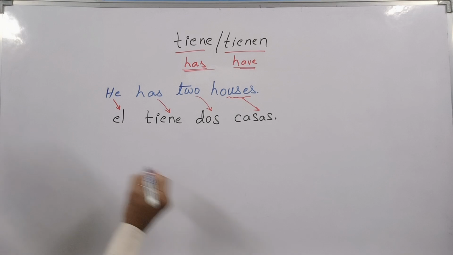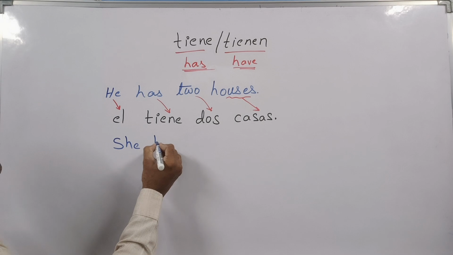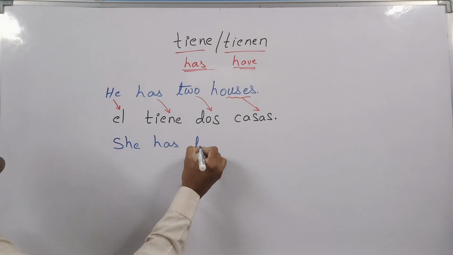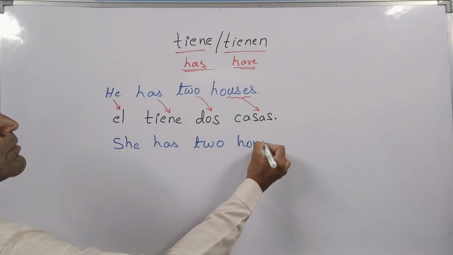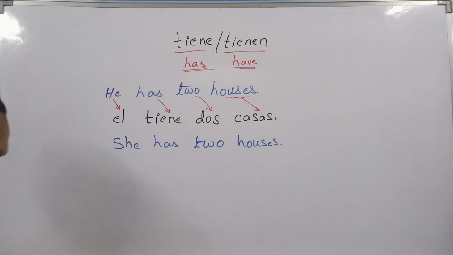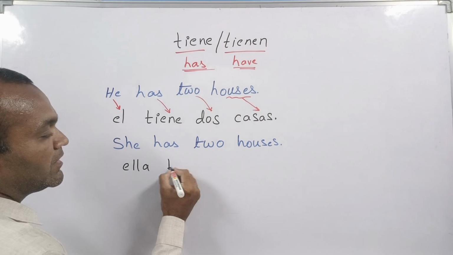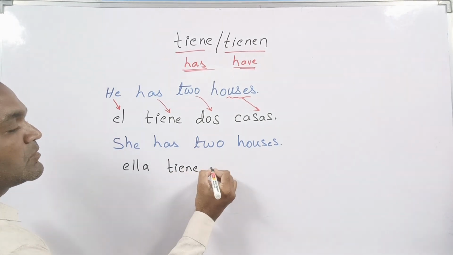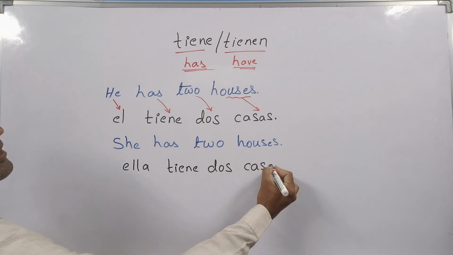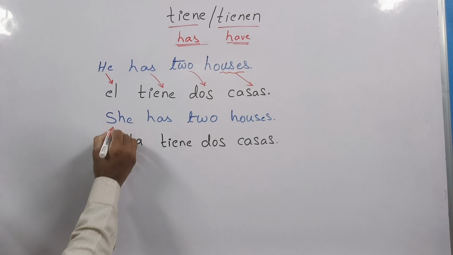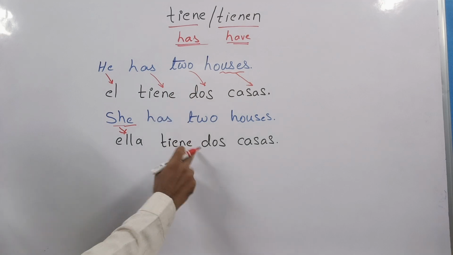Let us take the second example. If I have to say, "she has two houses", then the only change here is ella tiene dos casas. Here, for the female version, ella. This is the only difference between these two sentences.